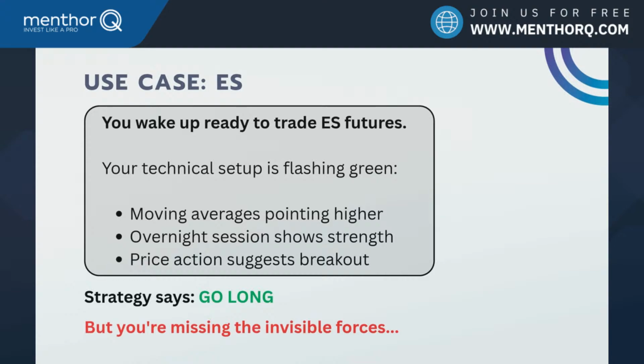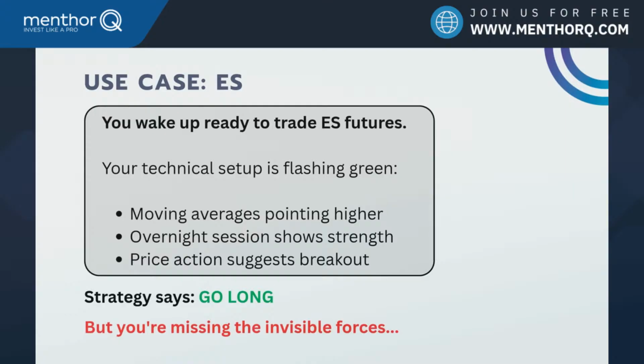Let's imagine that you're trading ES futures, right? You wake up in the morning and go through your usual preparation, and everything in your technical setup is flashing a buy signal. Everything looks great. Your moving averages are pointing higher. The overnight session shows a lot of strength, and your price action signals a potential breakout of your technical levels. So the story is telling you that you should go long, right? But there is a problem.